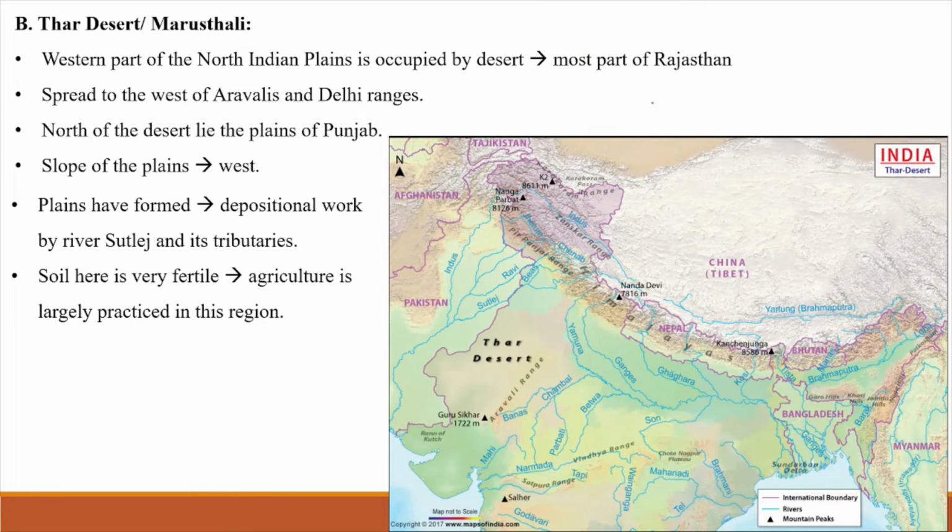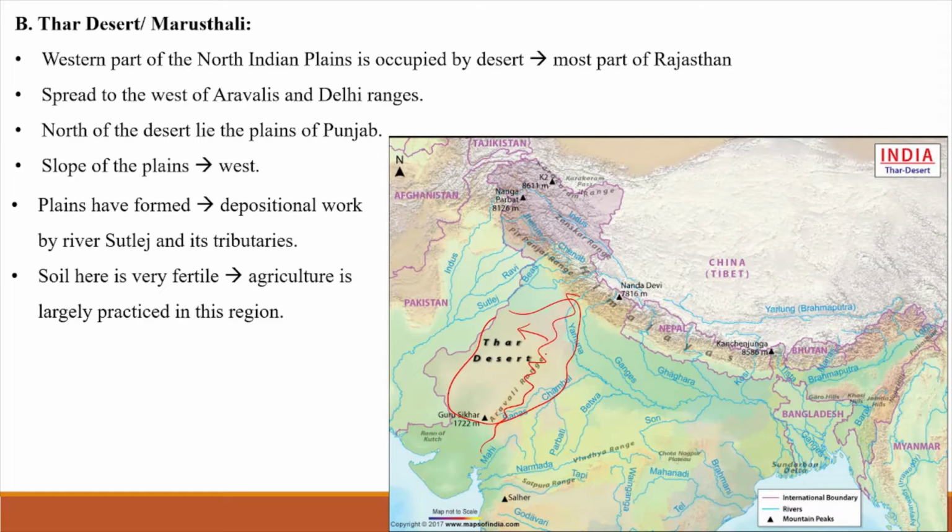Now let's go to the western part of the northern plains. This part. Here you can see your Aravalli range on this map. So this becomes the west of the Aravalli range. Towards the west of the Aravalli range is your Thar desert. Now the western part of the North Indian plains is occupied by a desert. Most part of Rajasthan. It is spread west to the Aravalli and the Delhi ranges, like I explained over here.